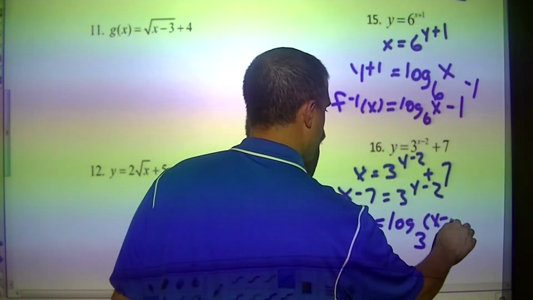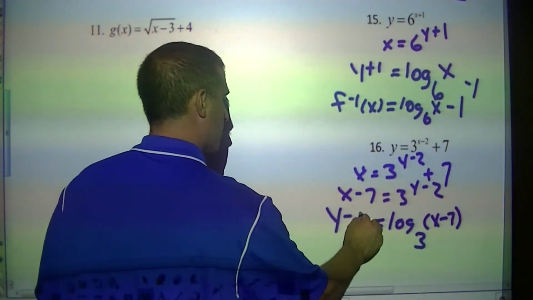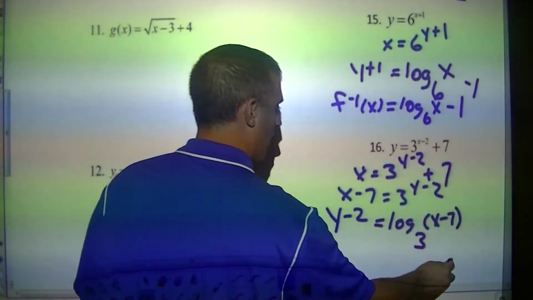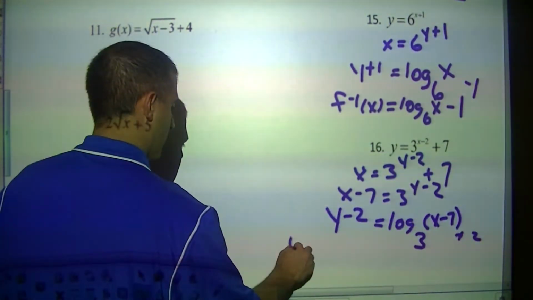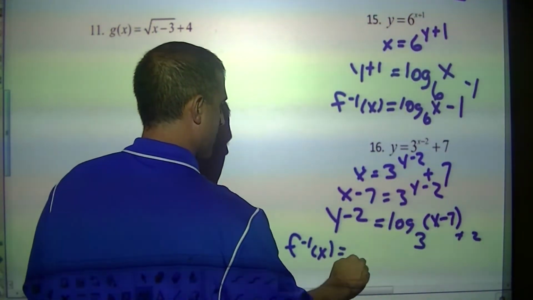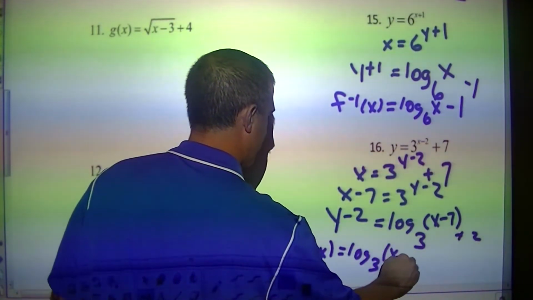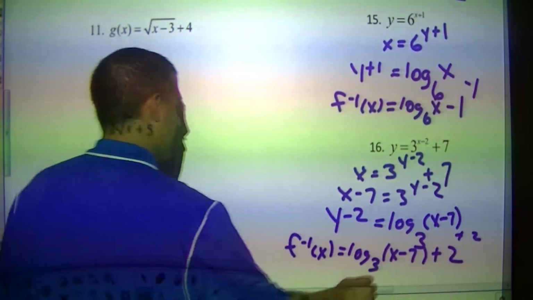That's going to go right over here. Okay, y - 2 is going to go right there. So the negative 2 will come over as plus. Okay, so the inverse is going to be log base 3 of (x - 7) + 2. Okay, and there's my answer.